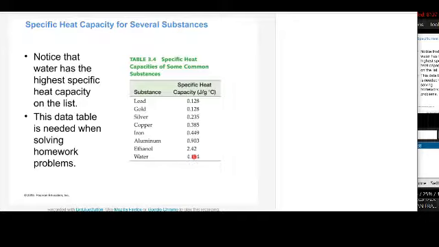Notice this numerical value is the conversion between calorie and joules. So that's not a coincidence. That's actually where this comes from. One calorie is 4.184 joules. That's exactly the specific heat of water. An interpretation of this is that water stores a lot of energy before it changes temperature.